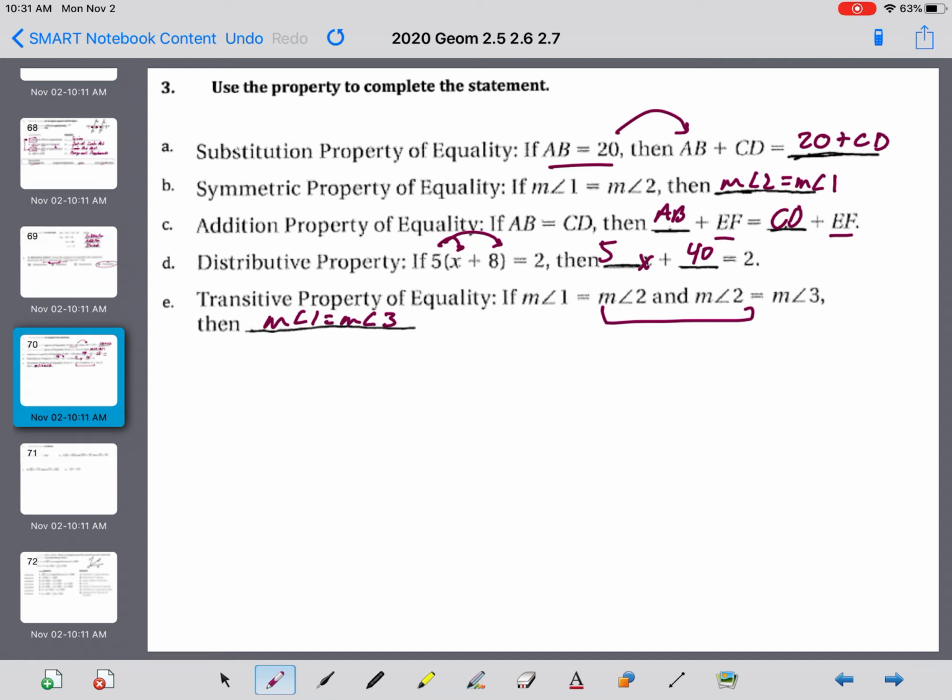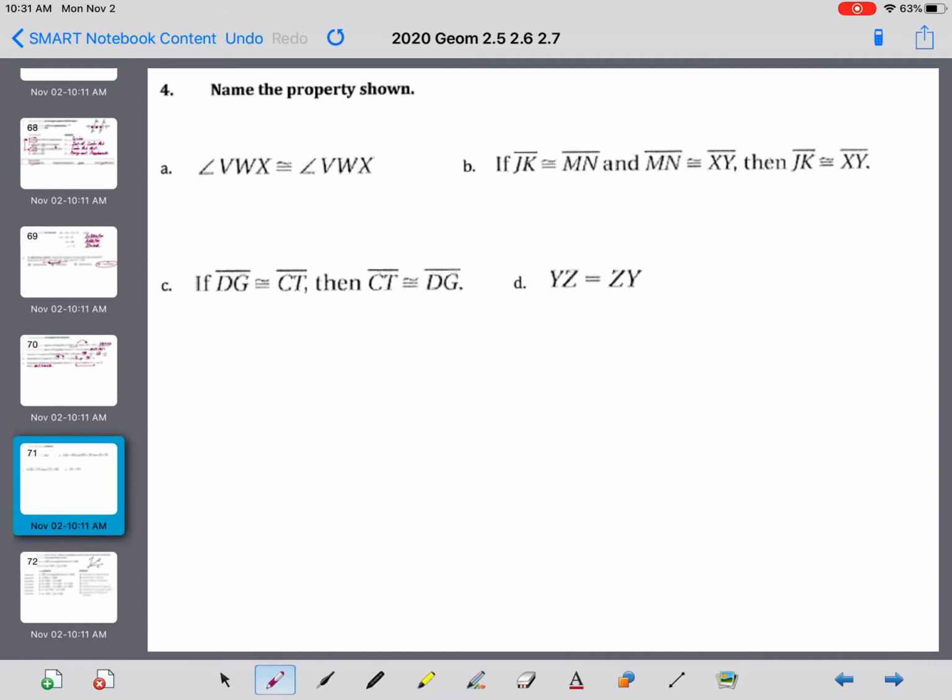So pause this video, slow it down if you need to, and you can get those problems done. All right, we go down to the next one. More properties. This one, nothing has changed. That's our good friend, the reflexive. I see 3 things here. JK, MN, and XY, and I see a link. Transitive.